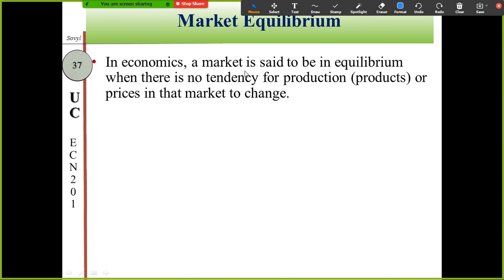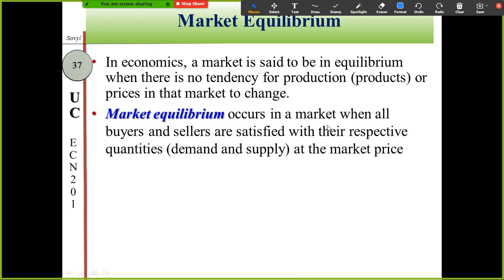In economics, a market is said to be in equilibrium when there is no tendency for products and prices in the market to change. It means that when the market reaches equilibrium, there is no tendency for producers to change their plan, and the price cannot be changed in the market. Market equilibrium occurs when all buyers and sellers are satisfied with their respective quantities, quantity demanded for buyers and quantity supplied for sellers, at the market price.